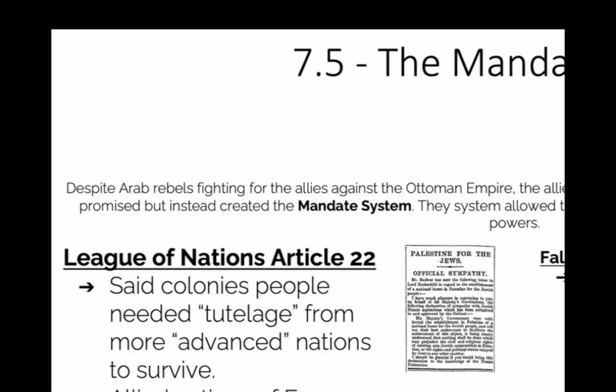Balfour Declaration, ladies and gentlemen, 1917. It's the document that says Jews should have a homeland, all of that. It is important because what's going to happen in 1947?